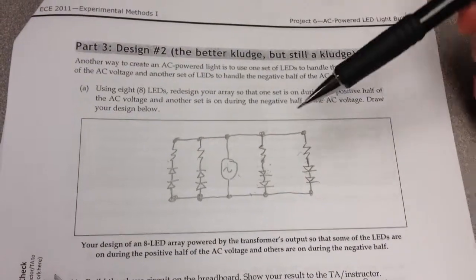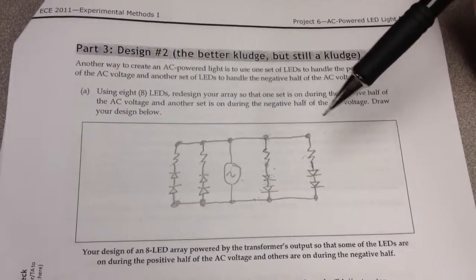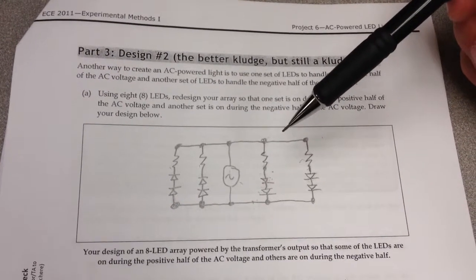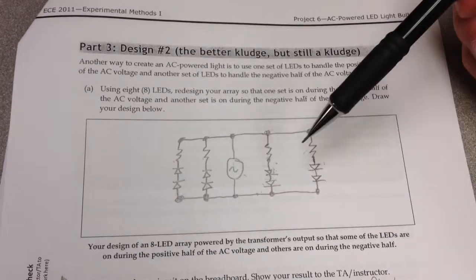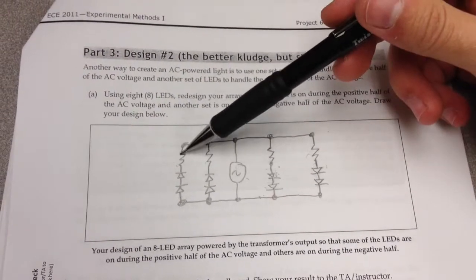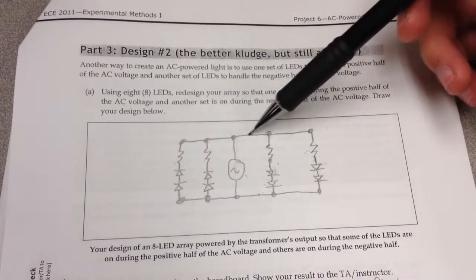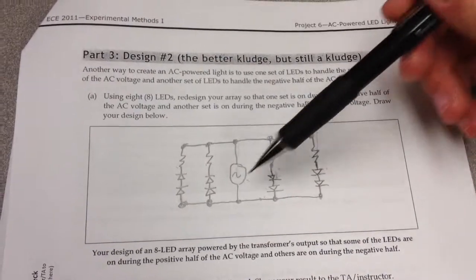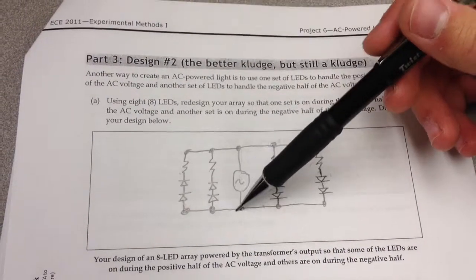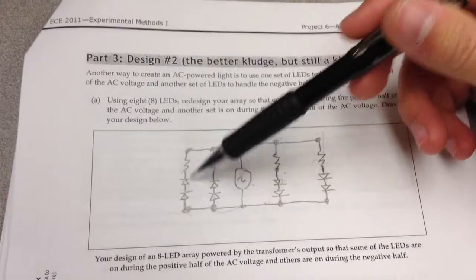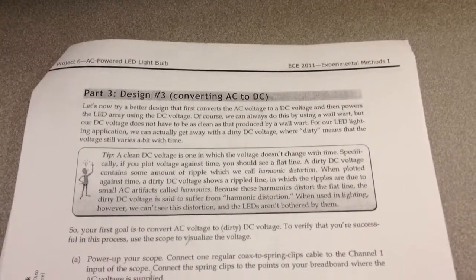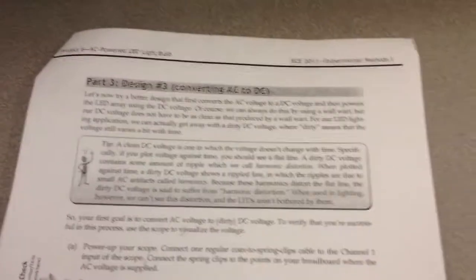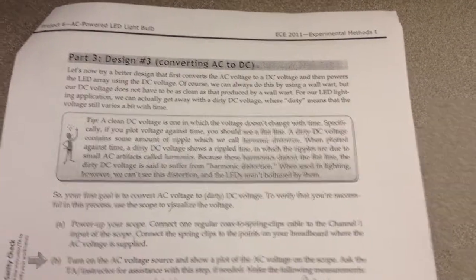In the third part of the project, we were supposed to redesign a circuit that would give us an alternating current so that these LEDs on this side of the circuit would turn on while these LEDs on this side of the circuit turn off. So the current will go up and go through here, then back, then it'll go through this way, here, and through here. In the third part of the project, we were supposed to work on converting alternating current to direct current, or AC to DC.